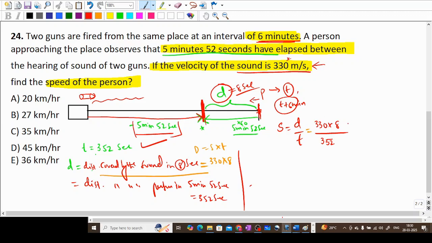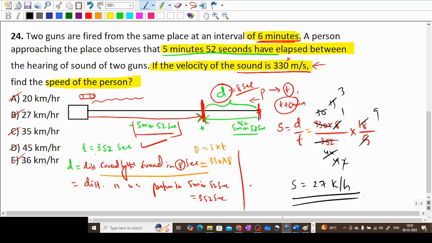This is in meter per second, and the denominator is in seconds, but the options are given in kilometer per hour. So what do I have to do? I have to multiply this value with 18 by 5. Now let us see. Let us cancel the things. 8 four times 32, 8 four times 32. Cancelling the common factors, so directly the answer is 27 kilometer per hour. This is the speed of the person.